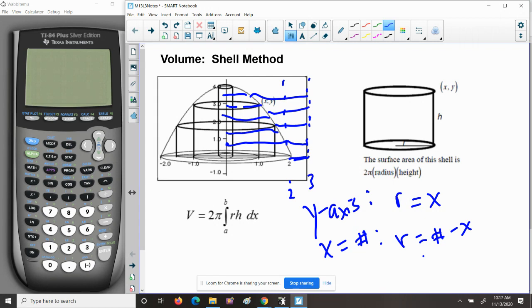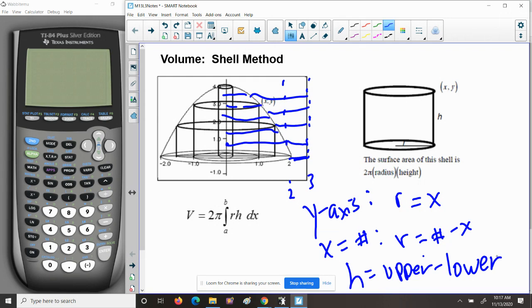Your height, no matter what kind of line you're going around, is always that upper minus lower. It harkens back to finding the area between curves. We did upper minus lower. Same thing for height when we're using shell method and going around a vertical axis. We always have our height be the upper minus the lower of the area that we're looking at rotating.